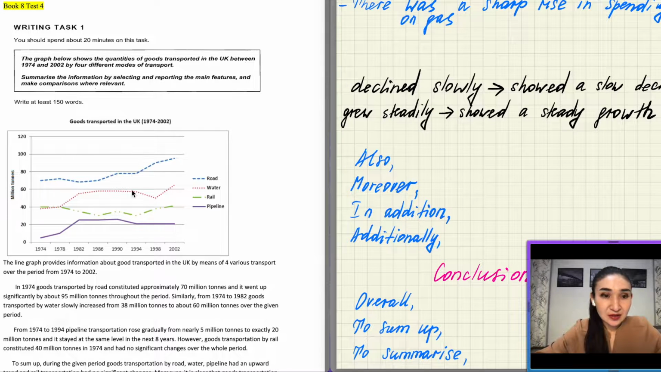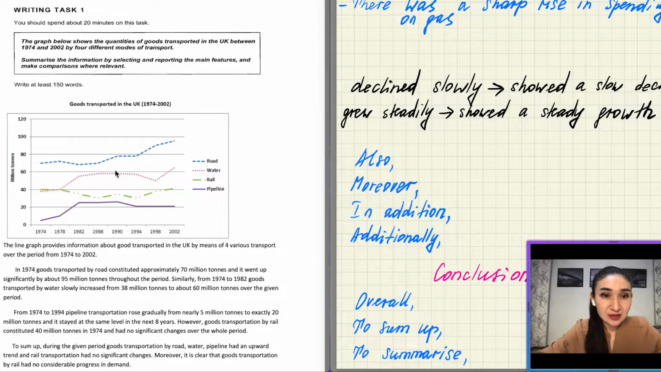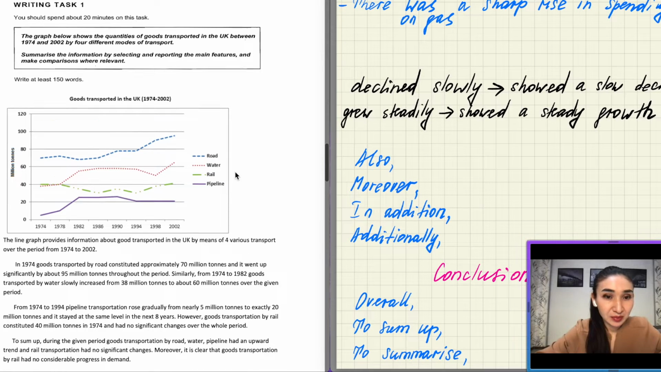So in this graph, we can see goods transported in the UK between 1974 and 2002. Here the vertical axis is million tons from 0 to 120, and the horizontal axis is the years 1974 till 2002. And the modes of transport are road, water, rail, and pipeline.